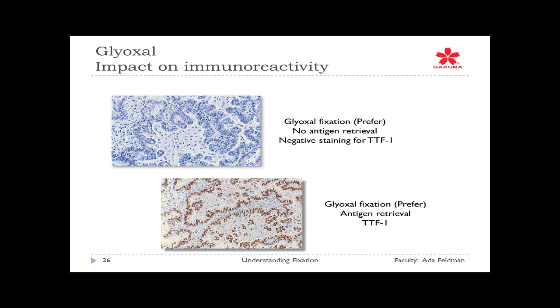So here's a section of a lung tumor, and we're pretty sure it's got TTF, that's thyroid transcription factor, in it. When the tissue was fixed in Prefer and we tried to demonstrate TTF, we got negative staining when we omitted the antigen retrieval. However, when we did apply antigen retrieval, we got beautiful results, as you see on the bottom. So glyoxal fixation does reduce work in terms of immunohistochemistry, but be prepared. There may be times with certain nuclear antigens that you still will have to do the antigen retrieval.